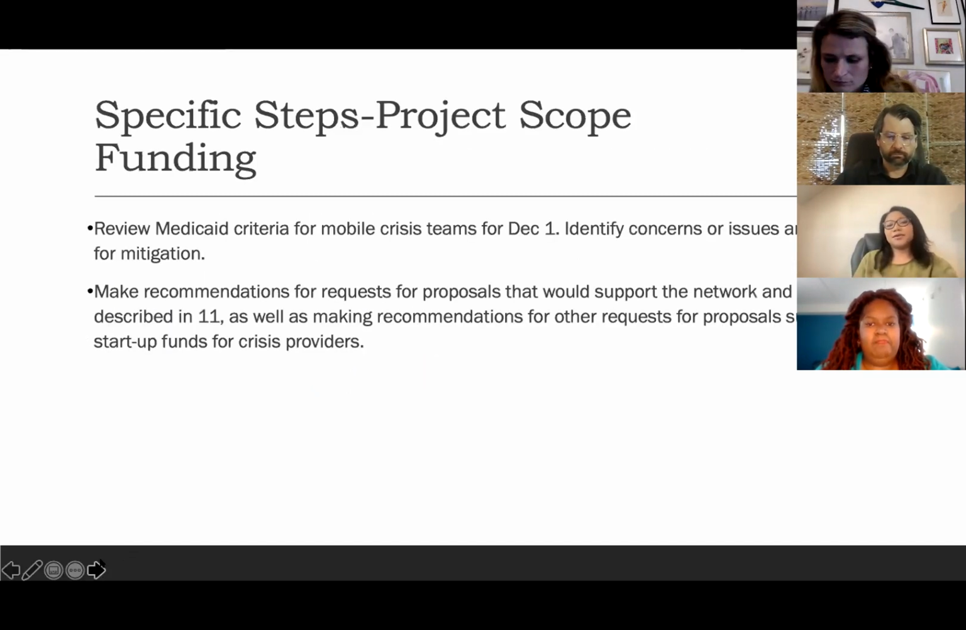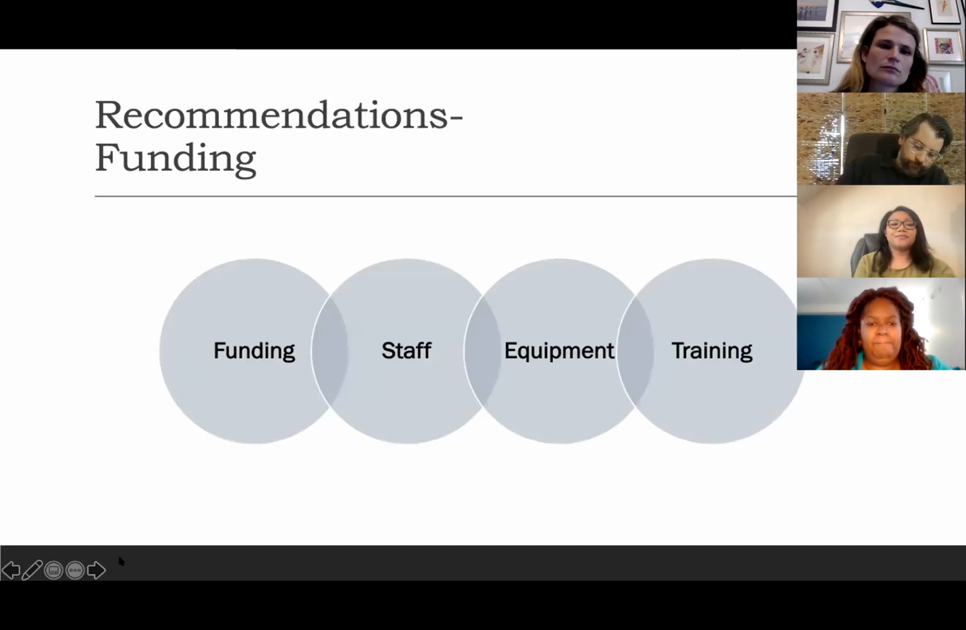So, specific steps in regard to funding. We identify for the project scope that there needs to be a review of Medicaid criteria for mobile crisis teams for December the 1st, identify concerns or issues and ideas for mitigation, make recommendations for requests for proposals that would support the network and coalition that will be described, as well as making recommendations for other requests for proposals such as startup funds for crisis providers. In regard to funding, we identify the need for identifying funding for staffing, equipment, and training.